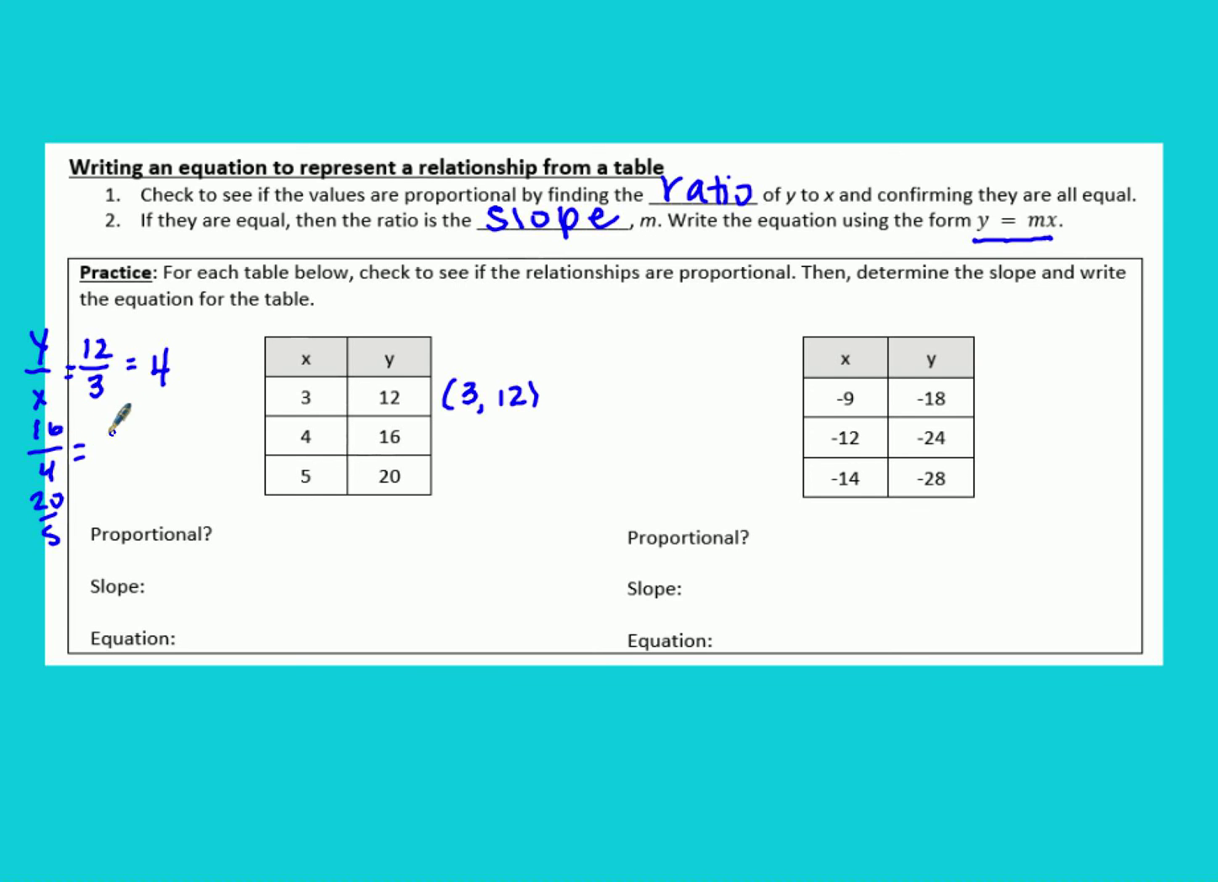We have 16 over 4, that's equal to 4. And we have 20 divided by 5, which is also equal to 4. So yes, this is going to be proportional because we just checked to see that each of these values, when you do y over x, are equal to 4.